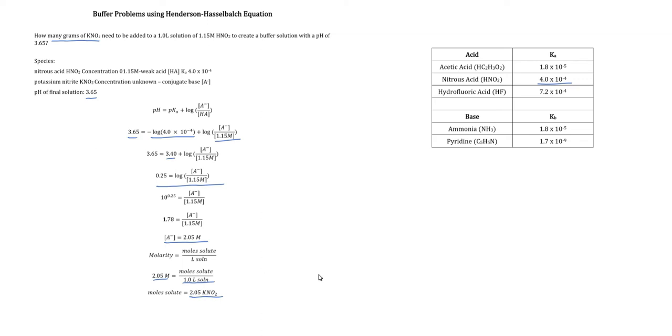Now it's a very easy matter. I just convert moles into grams, and I'm going to add 174.5 grams of potassium nitrite to this solution to create my buffer solution. Let's take a look at one more problem.